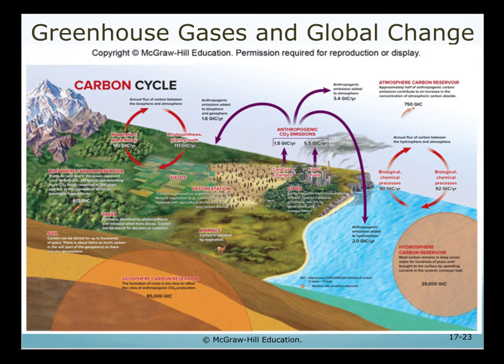The trees. Carbon is absorbed by photosynthesis and released when trees decay. Carbon can be stored for decades or centuries. The soil. Carbon can be stored for up to thousands of years. There's about twice as much carbon in the soil as there is in the atmosphere.